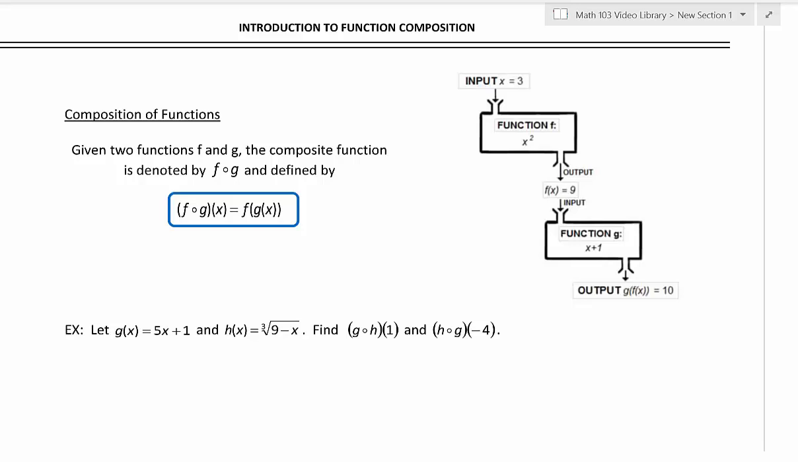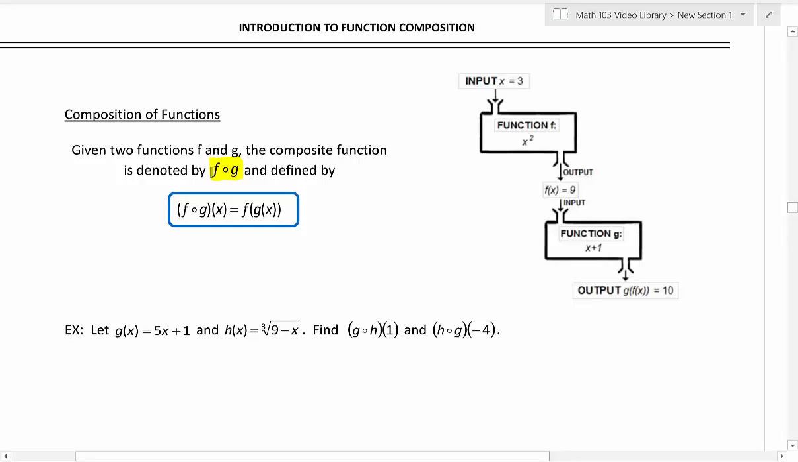Given two functions f and g, the composite function, which is denoted f with an open circle followed by a g, is defined by f composed with g of x equals f of g of x. That sounds much more complicated than it is. Let's take a look at this picture over on the right.